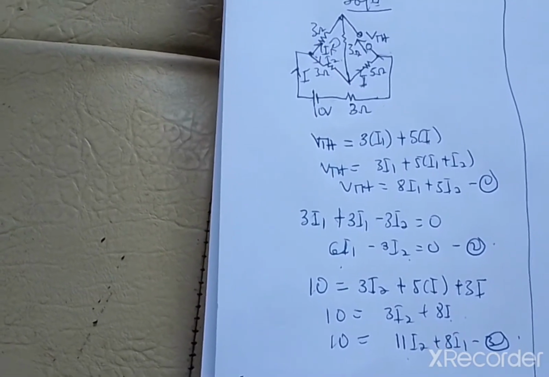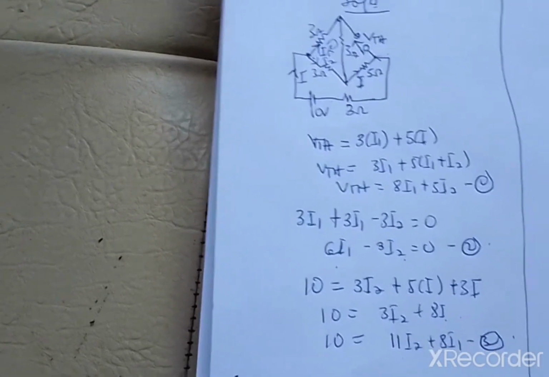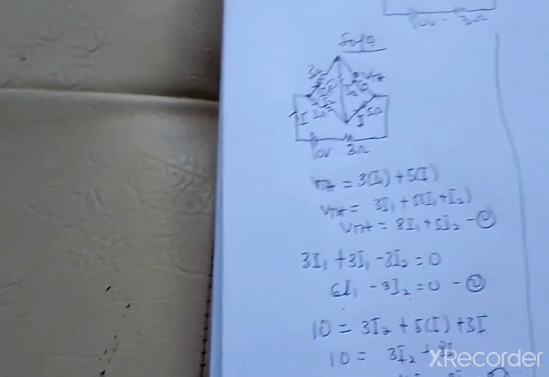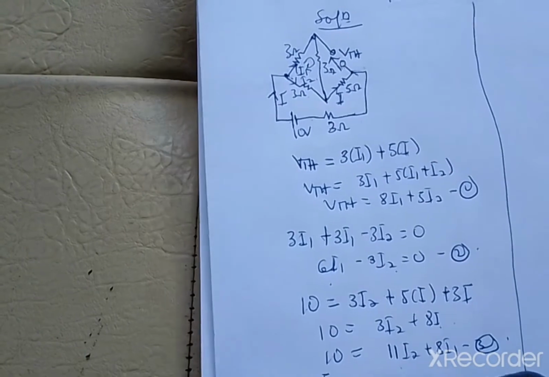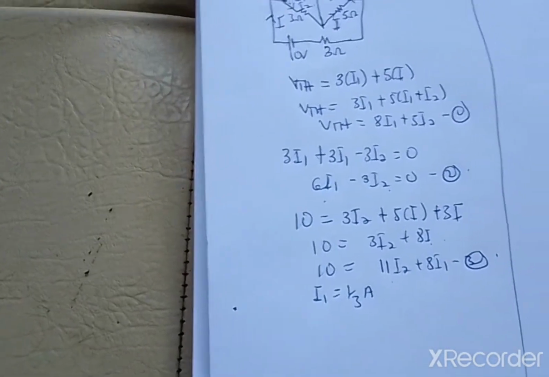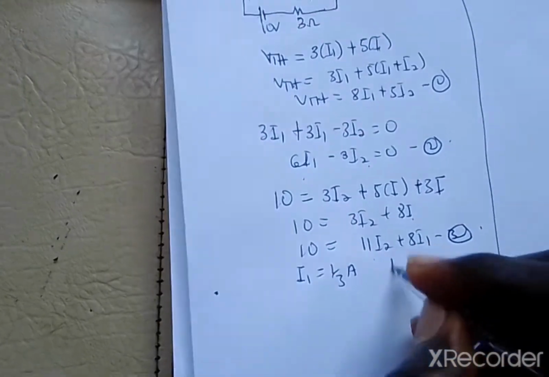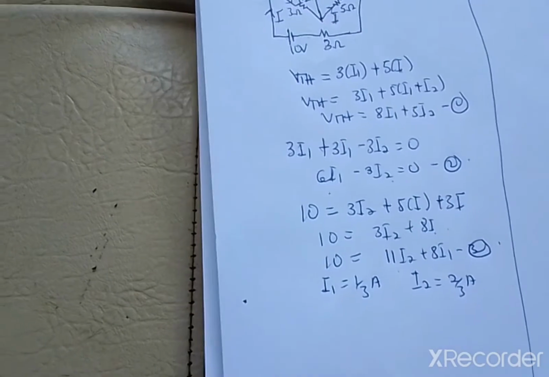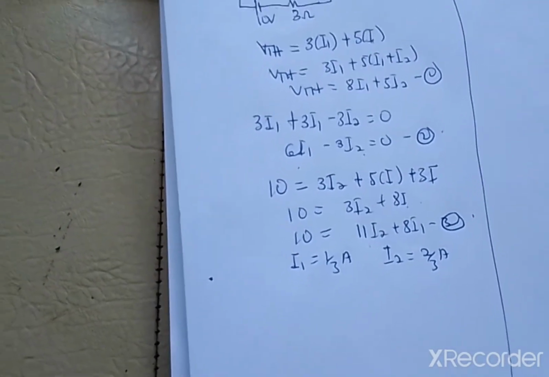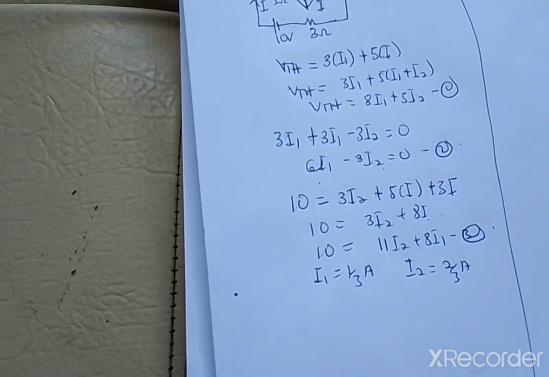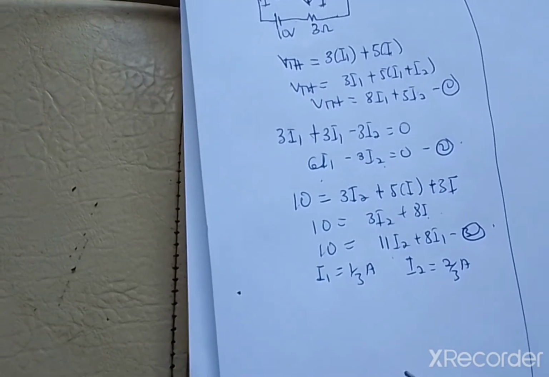So what will be the value for the I1? So I1 is going to give us 1 over 3 amperes. Then I2 will give us 2 over 3 amperes. So once we have the values for the I1 and I2, we can put it back here to get a value of the VTH, which is the Thevenin's voltage.